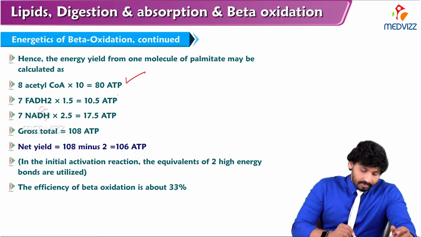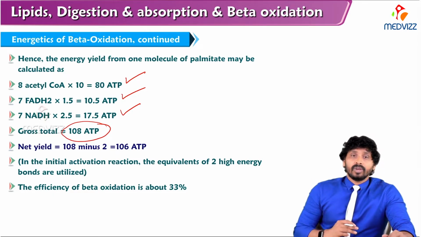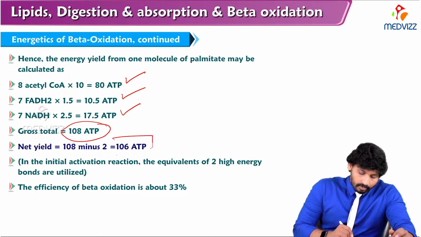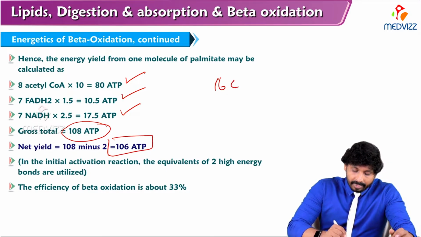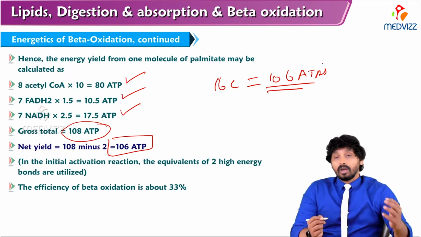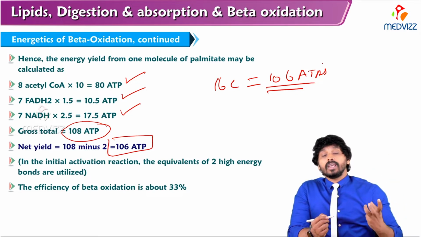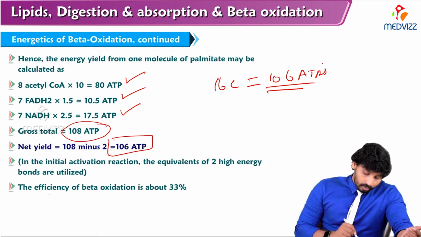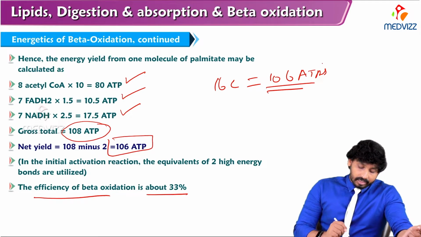So 8 acetyl-CoA 80 ATP, 7 FADH2 10.5 ATP, and 7 NADH 17.5 ATP. So gross total 108 ATP. But at the initial stage we have utilized 2 ATPs for activation of fatty acid. So you have to minus 2. So total 106. So 16 carbon palmitic acid is producing a total of 106 ATPs. You see, a whopping number of ATPs produced by one molecule of fatty acid undergoing oxidation. Okay, so the efficiency of beta oxidation is about 33%.